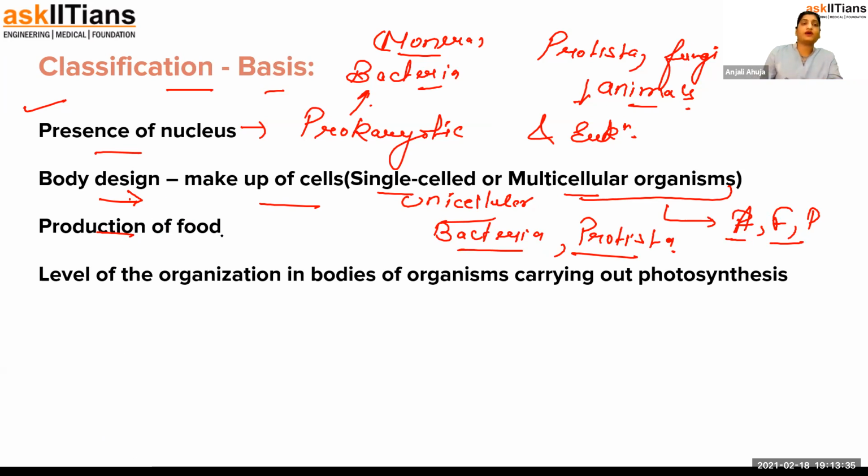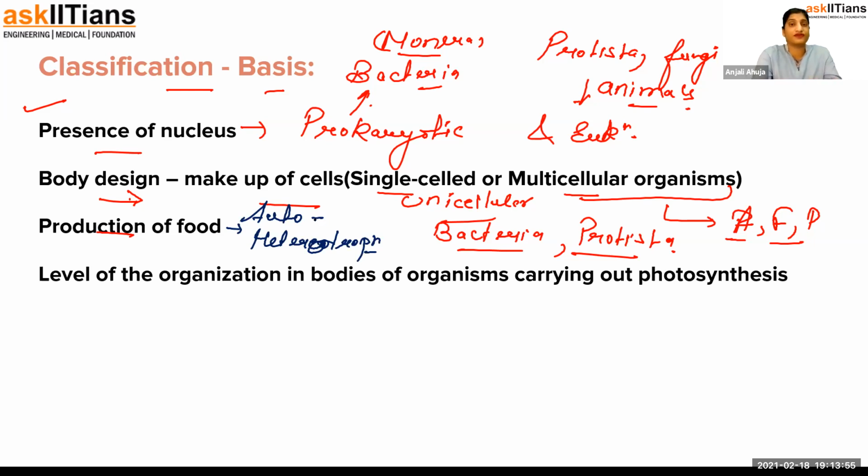Okay. How are they making their food? They are basically of two types, autotroph and heterotroph. Troph means nutrition. Auto means self. Hetero means other. So autotrophs are the ones that make their food by themselves, and heterotrophs are dependent on another organism for food.